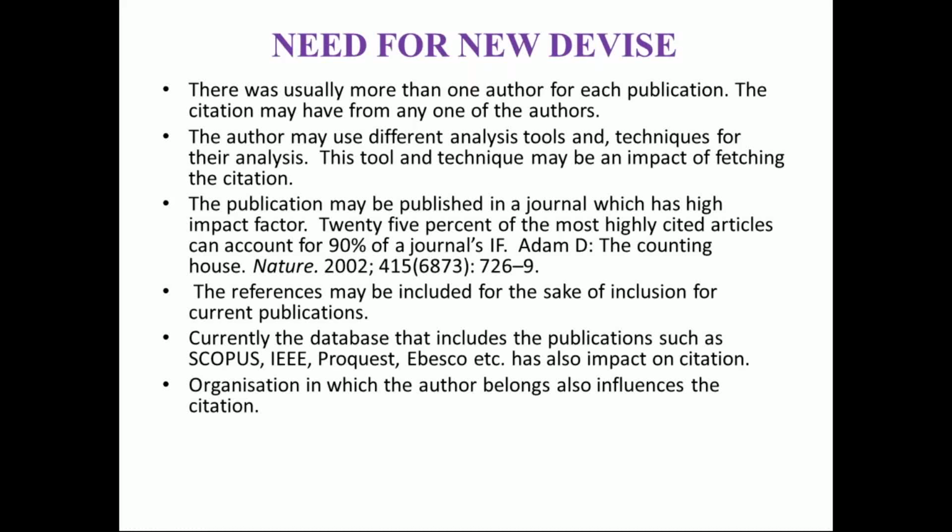There is a need for new devices. There was usually more than one author for each publication, and the citation may come from any one of the authors. So if you are a first author and a popular person is another author, the citation may be because of the second author or because of your contribution. So it is very difficult to classify because of which person the citation has been obtained.